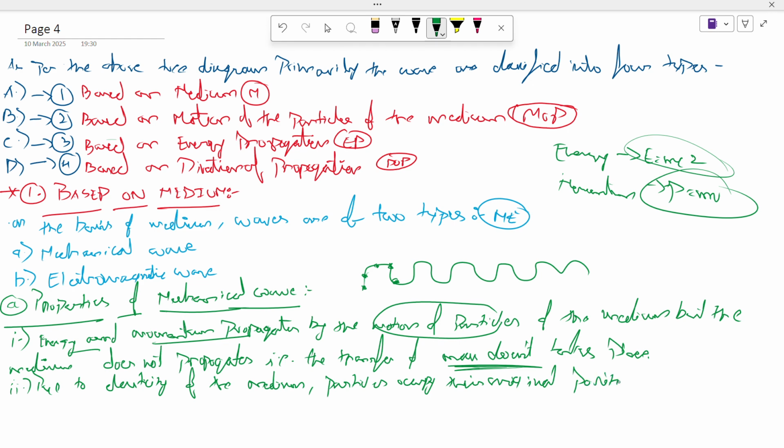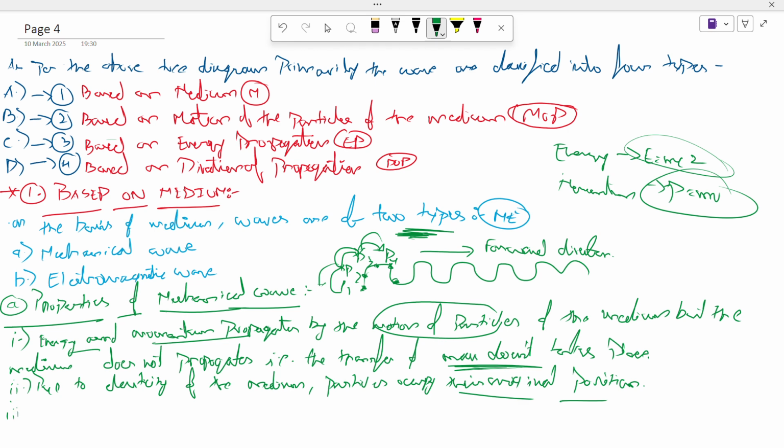Original position. What happens in terms of a mechanical wave, my dear students? Suppose it is particle P1, P2, P3, and P4. It is propagating in the forward direction. But what is happening there? The particle moves from P1 to P2, P2 to P3, P3 to P4, and again it comes back to its original position. It vibrates in to and fro motion and again comes back to the original position.